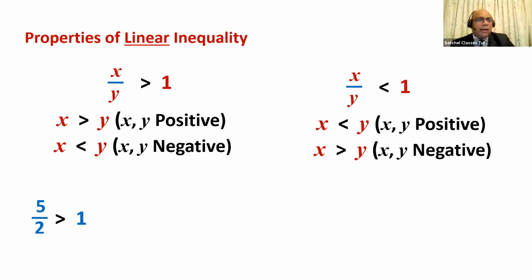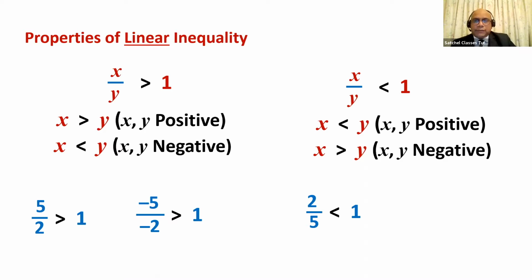You'll understand it. 5 over 2 is greater than 1. It's 2.5, correct? Because both of them are positive, the fraction will be greater than 1. Minus 5 over minus 2. Now, if you look at it, x is minus 5, y is minus 2. So x is smaller than y. But because both x and y are negative, the fraction would still be greater than 1 because negatives cancel out.